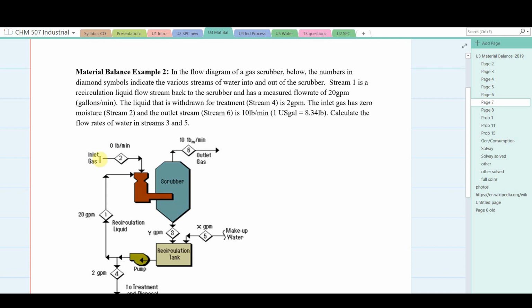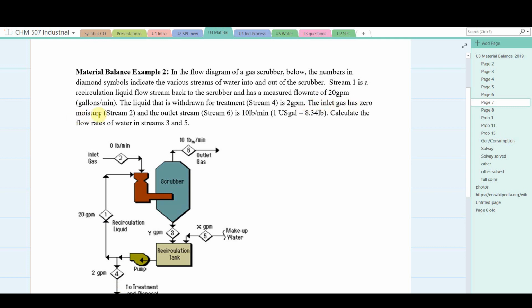So what's here? Well, here we have inlet gas coming in, and it has no mass, and there's no water in it. Stream 1 is a recirculation liquid flow stream back to the scrubber and has a measured flow rate of 20 gallons per minute. Here's stream 1, 20 gallons per minute. It's recirculated through the scrubber and back. The liquid is withdrawn for treatment at stream 4, and this is 2 gallons per minute. So eventually we have to remove some of the contaminant from the liquid flow, so that 2 gallons per minute is removed from the system.